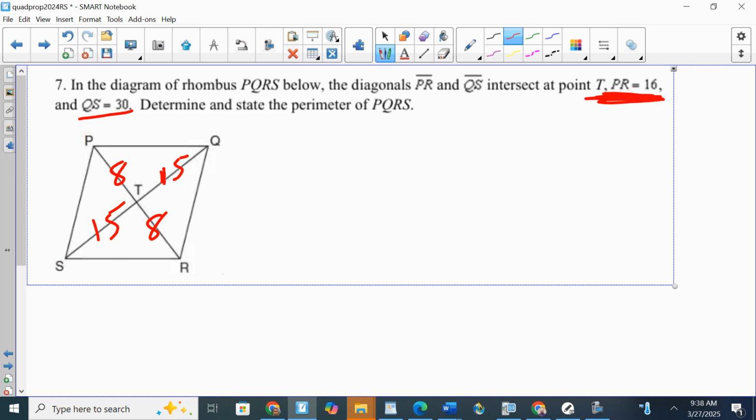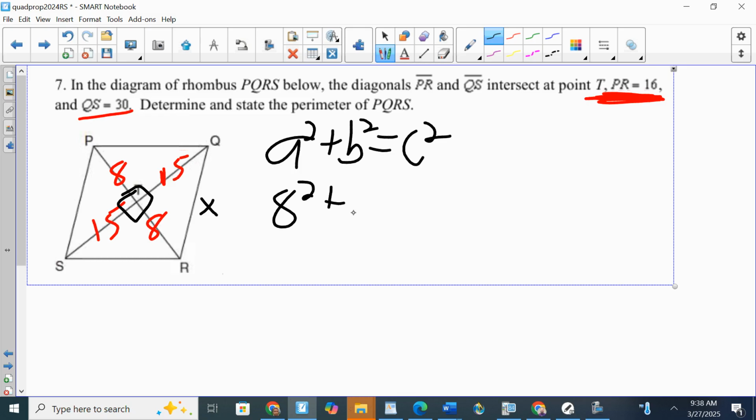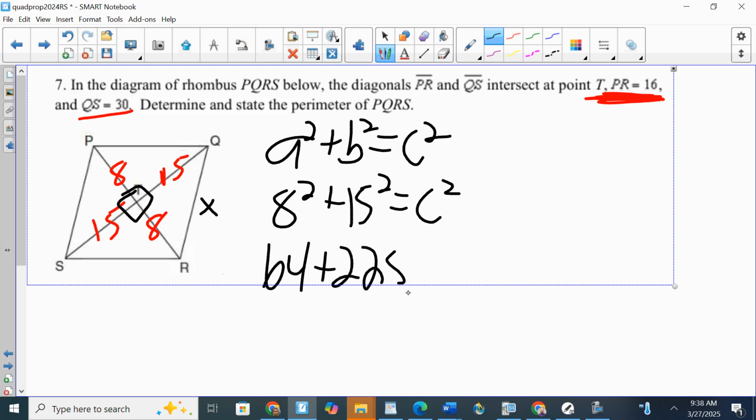Since the diagonals are perpendicular to each other, I have right angles, and I have 2 sides of a right triangle. I want to find the third. I do Pythagorean theorem. The legs are 8 and 15, so it's 8 squared plus 15 squared equals c squared. 64 plus 225 equals c squared.